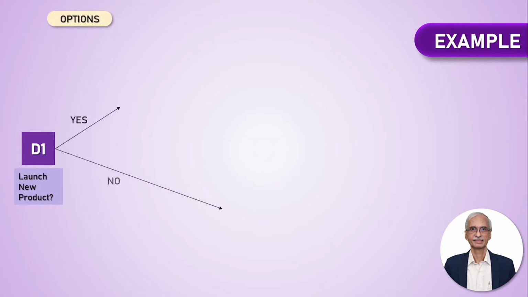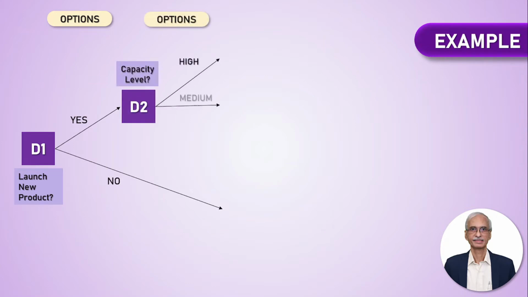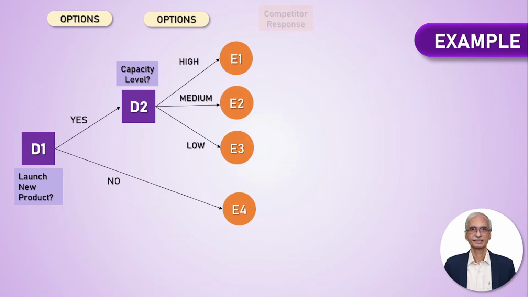The decision options for this are yes or no. With yes, we can build further options in terms of the kinds of capacity with which the product is introduced: high, medium or low capacities. And for each of the decision options, there can be an event, a competitor response to the decision option. That is represented by the circle.